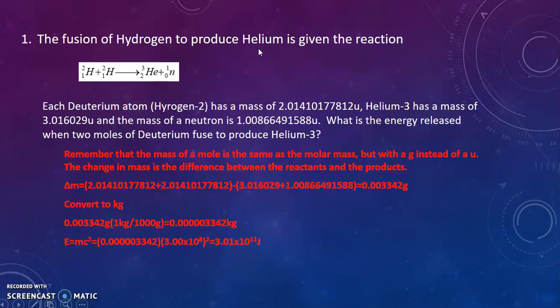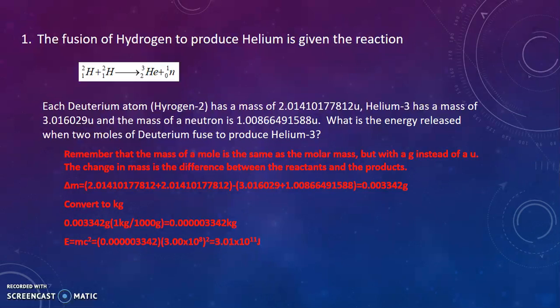Now here are the practice problems. The first one states the fusion of hydrogen to produce helium is given by this reaction. So there's the equation below. Each deuterium atom, hydrogen-2, has a mass of 2.01410177812 U. Helium-3 has a mass of 3.016029 U. And the mass of a neutron is 1.0086649158 U. What is the energy released when 2 moles of deuterium fuse to produce helium-3?